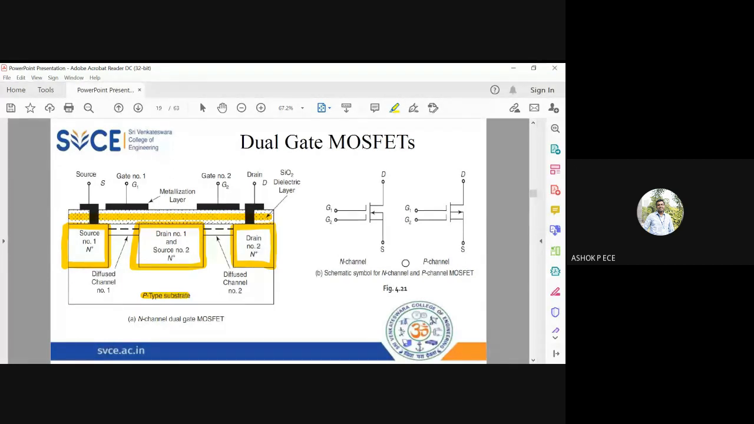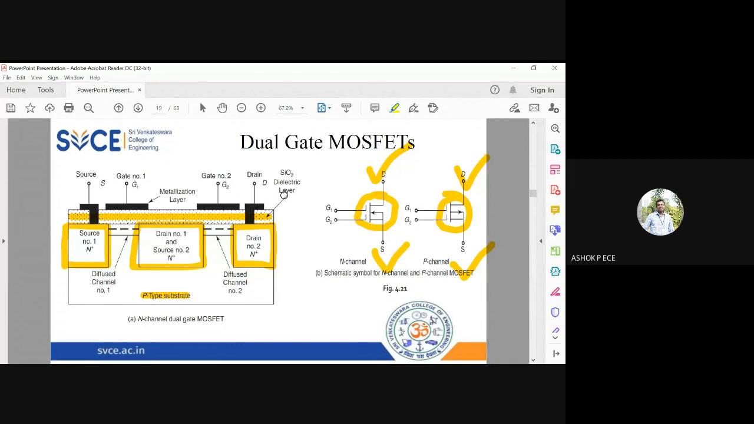And for an N-channel dual gate MOSFET, this is the diagram. But since you have two gates, you have G1 and G2. If the arrow mark is pointing inwards, it is N-channel. If the arrow mark is pointing outwards, it is going to be P-channel. The diagram for source and drain is going to be the same. Even this symbol is going to be the same, but instead of having one G here, I'll be having G1 and G2. Same as here, for P-type also, I'll be having G1 and G2.